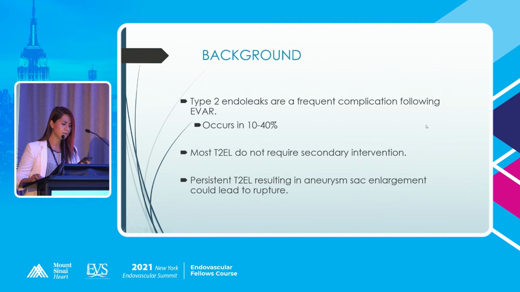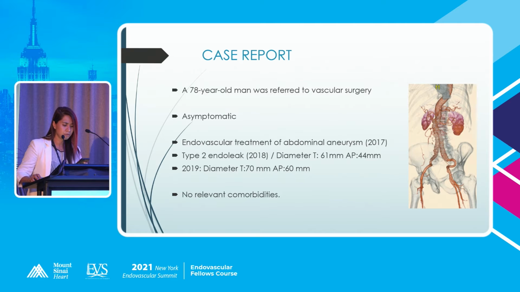And persistent type 2 endoleak could result in aneurysm enlargement with a big possibility of rupture, and that's an important event that requires a timely treatment. So I'm going to describe a case of an endoleak following endovascular repair of abdominal aortic aneurysm treated by embolization of lumbar arteries using a transabdominal embolization approach using color flow duplex guidance.